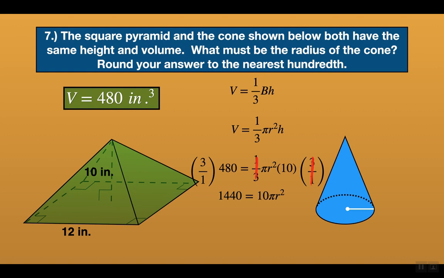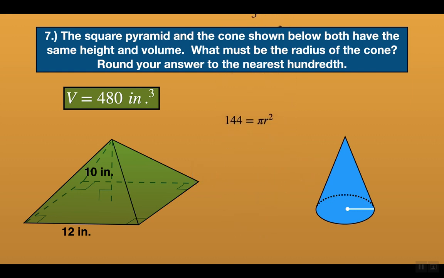But we're still trying to get R. We're still trying to solve for R. So next step is let's divide both sides of the equation by 10. So when we divide 1,440 by 10, that's going to give us pi r squared equals 144.